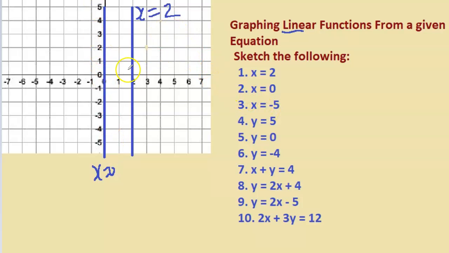X equals minus 5, we look for negative 5 on the x-axis. And again, this line cuts only the x-axis. You can tell just by looking at the variables involved there, it's just x. So that's a line segment x equals minus 5, because it cuts the x-axis at minus 5. Good?